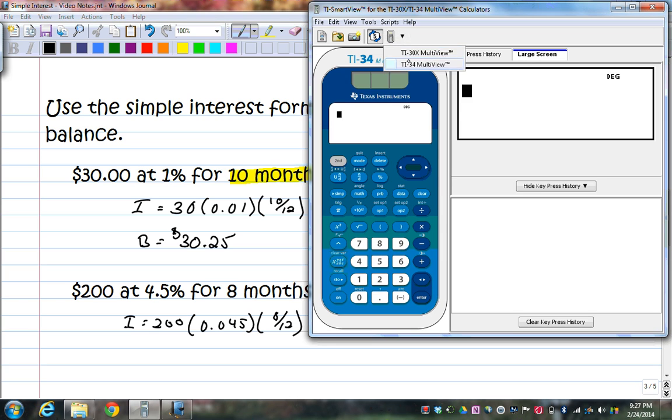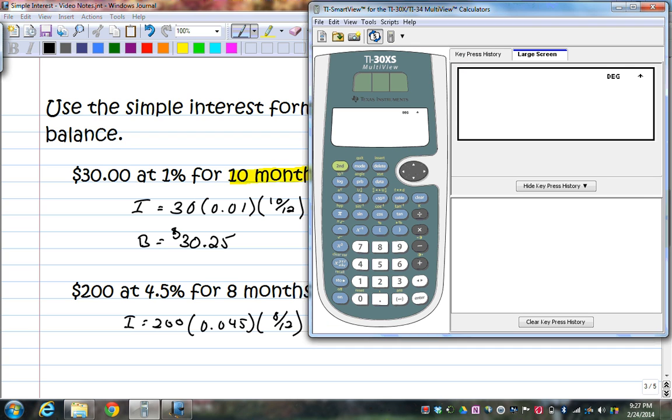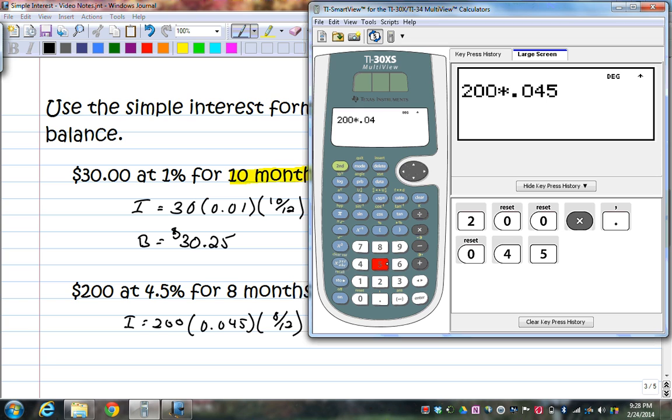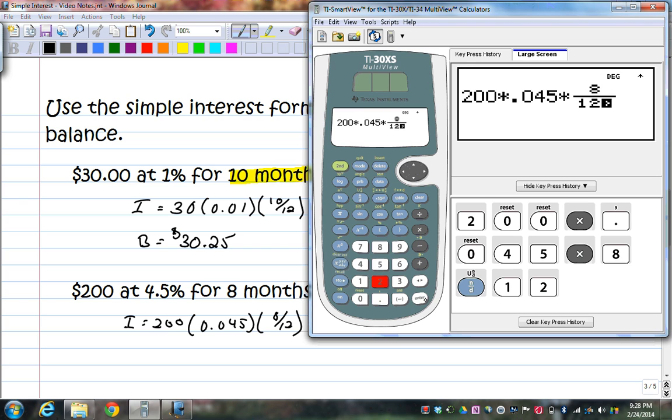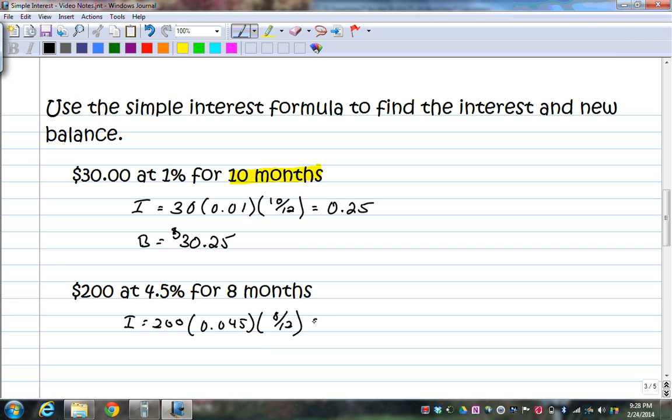No, it has the fraction button too. Oh well. I know that the regular TI-30s in the classroom have an ABC button that you would hit, but that's okay, either way. So I have 200 times 0.045 times 8/12. 8, and then you would hit ABC, 12, and enter, and we get 6. So the interest is $6. The balance then is $206. Cool? That's a dollar sign.